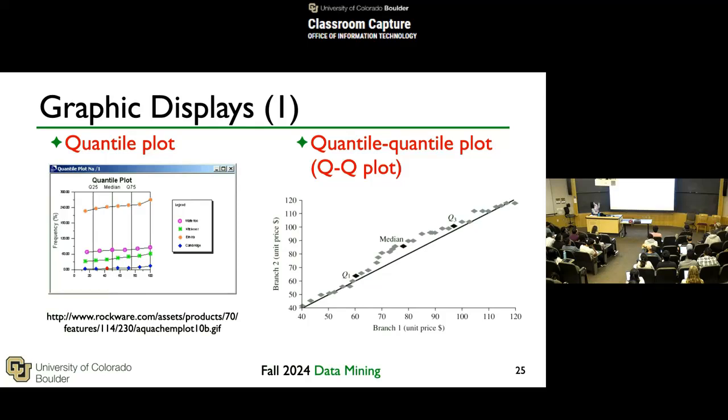So at this point, their median point here, branch 2 is higher, right? Because it's above. So at the 50th percentile, your branch 2 has a higher median value. Okay, so that's, again, just a way of comparing across different distributions, okay?